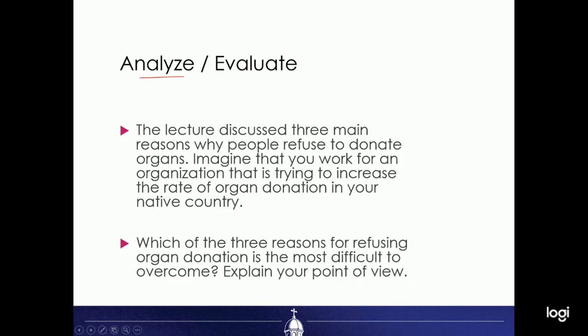classmates. So here's one that's analyze and evaluate. This is one that they talked about with their classmates. So the lecture discussed 3 main reasons why people refuse to donate organs. Imagine that you work for an organization that's trying to increase the rate of organ donation in your native country. Which of the 3 reasons for refusing organ donation is the most difficult to overcome? Explain your point of view. So you can imagine that is a very difficult question to unpack if you just heard a lecture like 2 minutes ago. So this is the kind of question that you want to give students after they've had time to process, especially if they're an intermediate learner and they're still struggling with decoding.